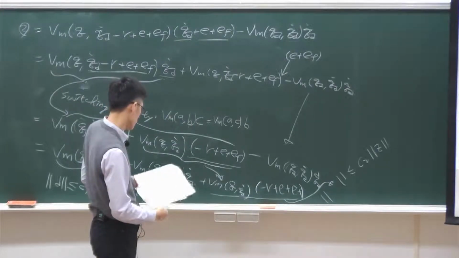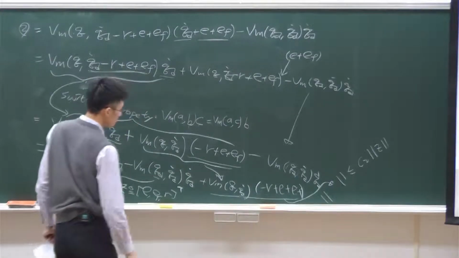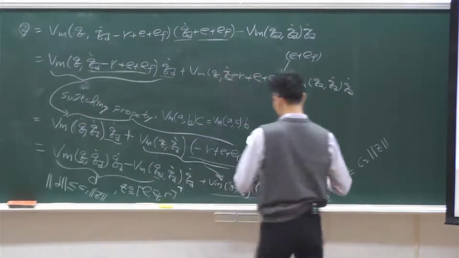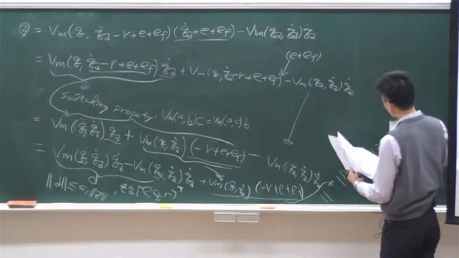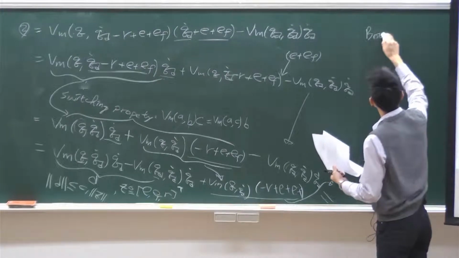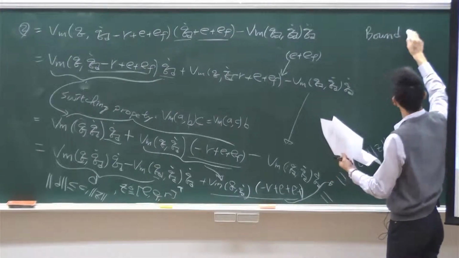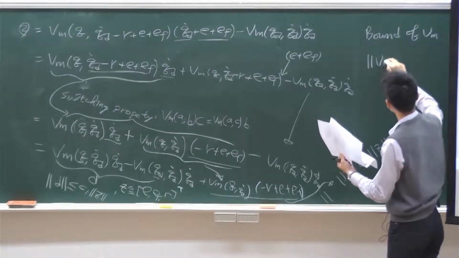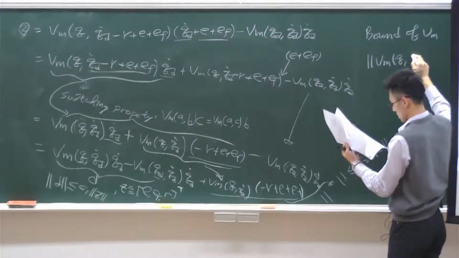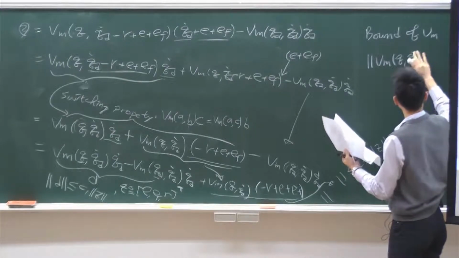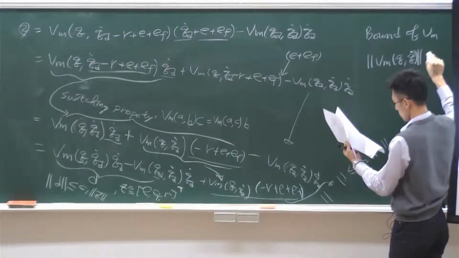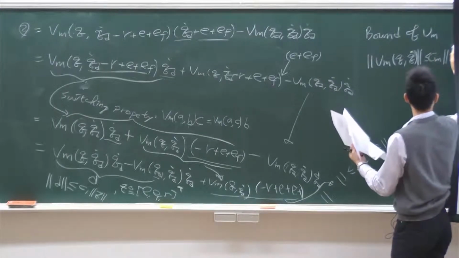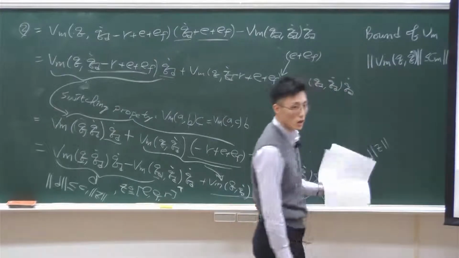No, you don't need to do swap. The reason for this to be true is because, by using the bound we mentioned before, the norm of Vm Q dot can be upper bounded by a constant times Q dot.